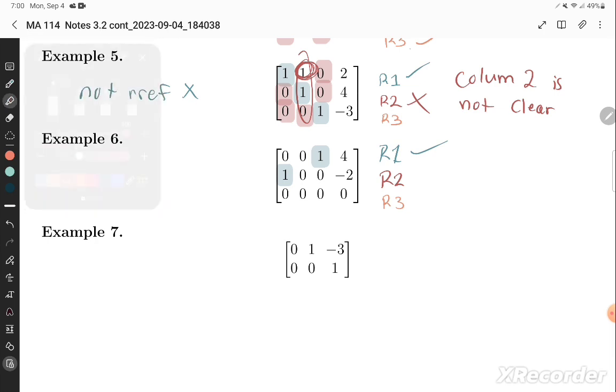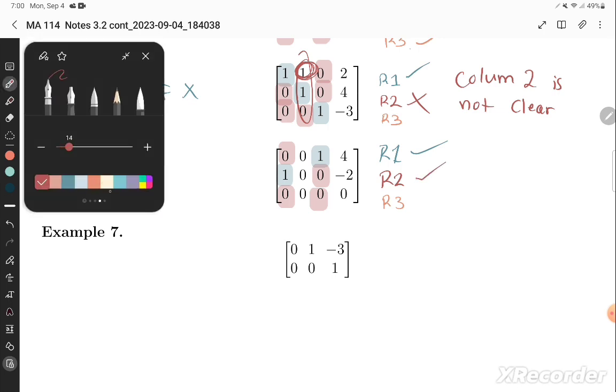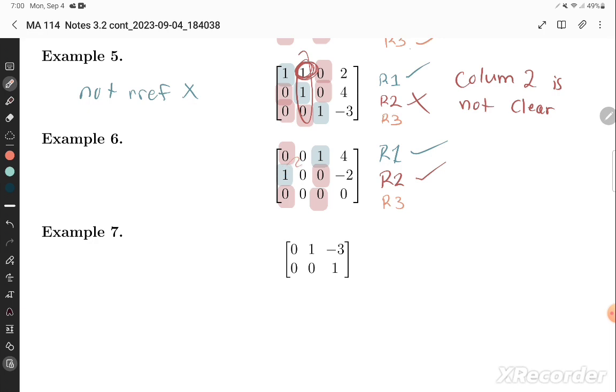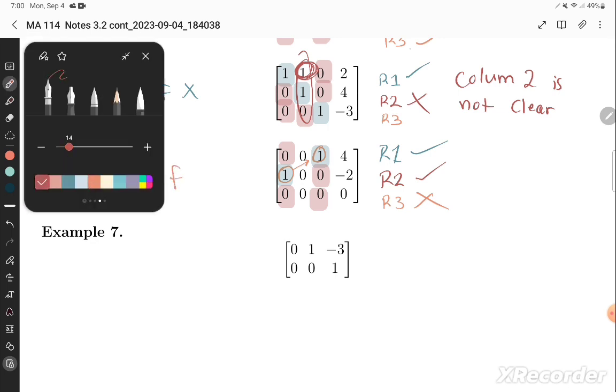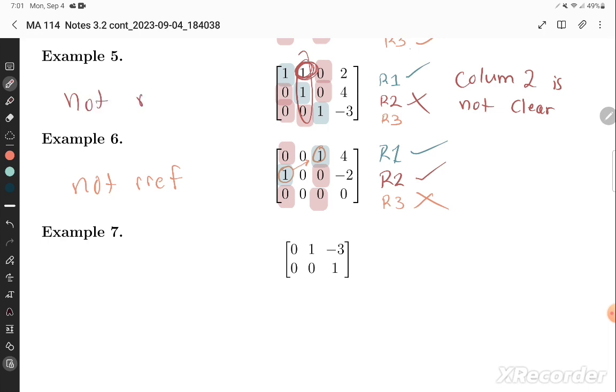Let's see, are my columns clear? So I've got to check column 1 and column 3, because those are where my leading entries are. And it does meet R2. All right, good. However, does it meet R3? If I look at it, in row 2 I've got a leading entry, and in row 1 I've got a leading entry. But for the row above row 2, row 1 has a leading entry to the right of the leading entry in row 2, which means that R3 is not met. So this is not row reduced echelon form. Now I'm actually going to type it with red up here so you know which one we broke. Not row reduced echelon form.